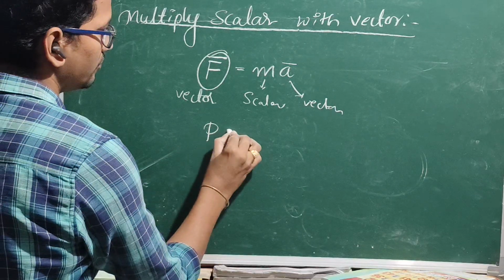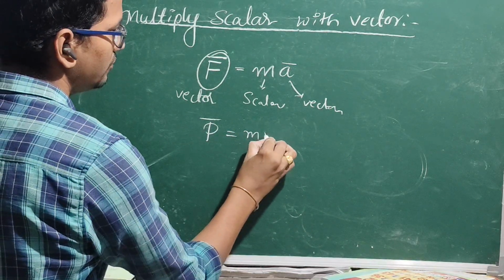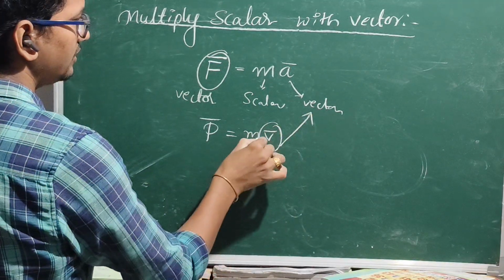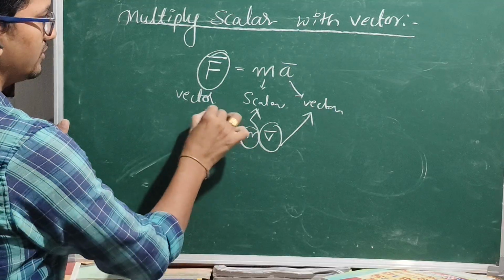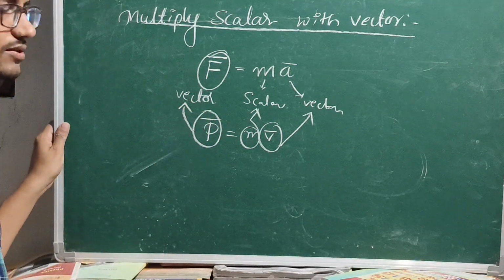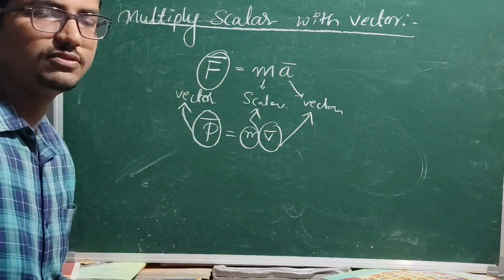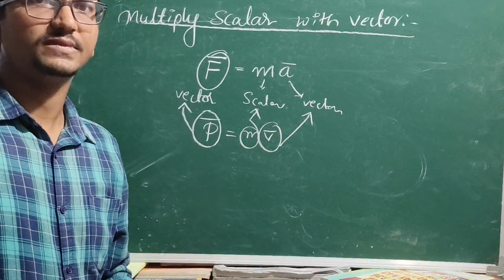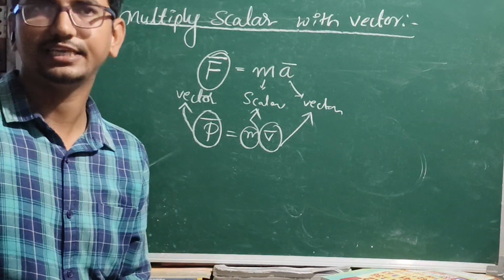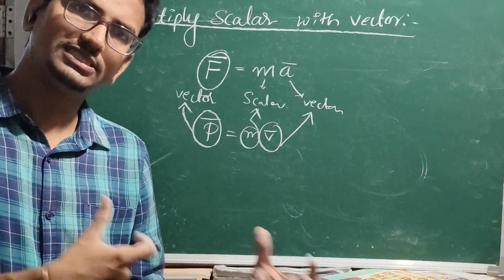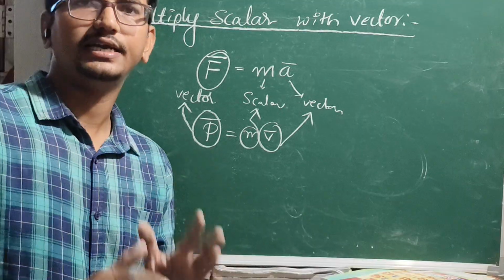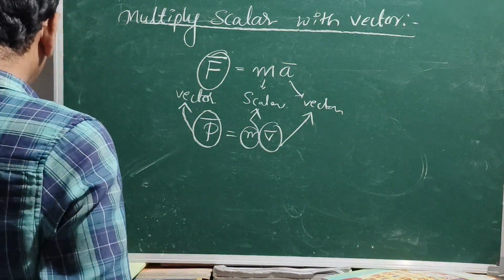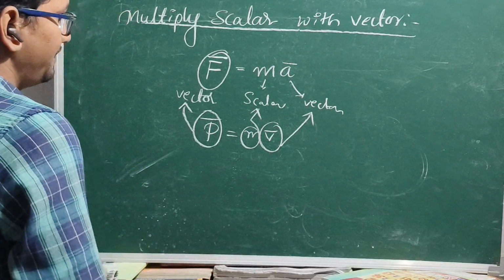Another one, momentum. Momentum is a vector quantity. Mass into velocity. Velocity is a vector quantity. By multiplying the vector quantity with the scalar quantity, what do we get? It gives the vector quantity. Multiplying scalar with vector always gives a vector quantity. It doesn't change the direction. If you are multiplying the vector with the scalar, it doesn't change the direction. Only the magnitude can change. That is one of the important topics.